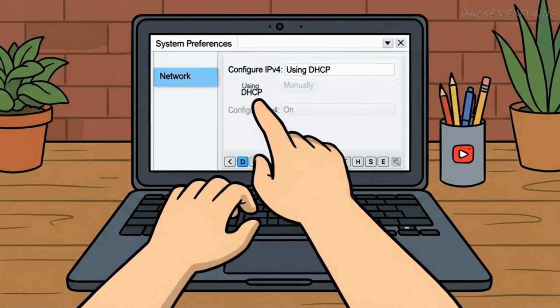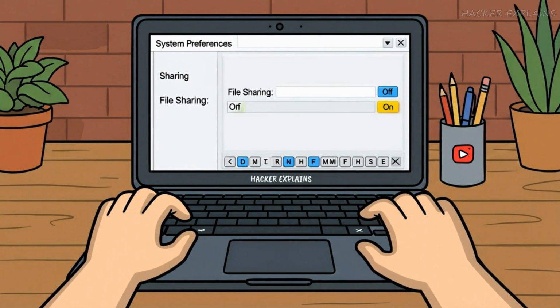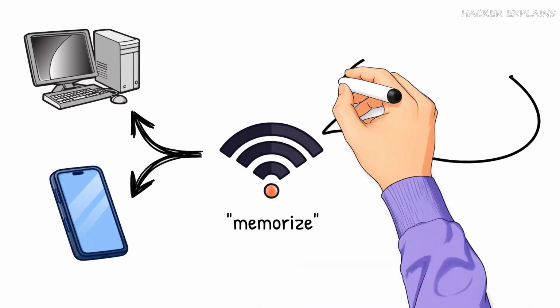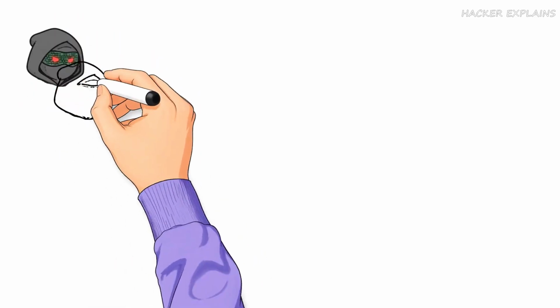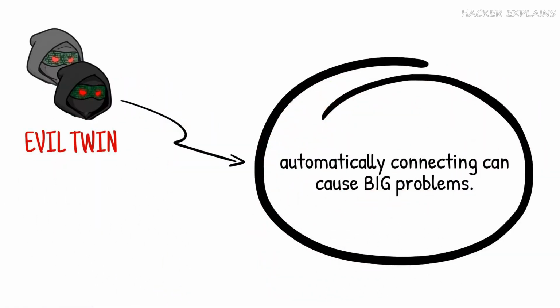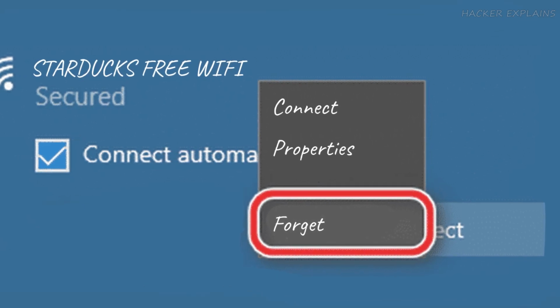Finally, it is also important to configure your device's connection and sharing settings correctly. Smartphones or computers memorize the Wi-Fi networks you have previously connected to and automatically connect when you are in range of those networks. This is where the evil twin attack can be dangerous because automatically connecting can cause big problems. To eliminate this risk, remember to forget network when you are done with a public network.